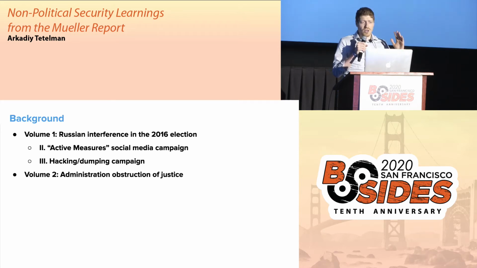For this talk, I'm really only going to be talking about Volume 1, Section 3, the hacking and dumping campaign, because that has the most broadly applicable blue team learnings. We're all security practitioners here, so that's what we'll get value out of. If you work at a social media company like Twitter or Facebook, I do recommend reading the active measures section because there's a lot of interesting information in there for you. And also the report in general. If you don't have the time to read the whole thing, it's quite dense. But if you're interested, the executive summaries are only about 20 pages long at the start of each volume. So that's pretty interesting and accessible.